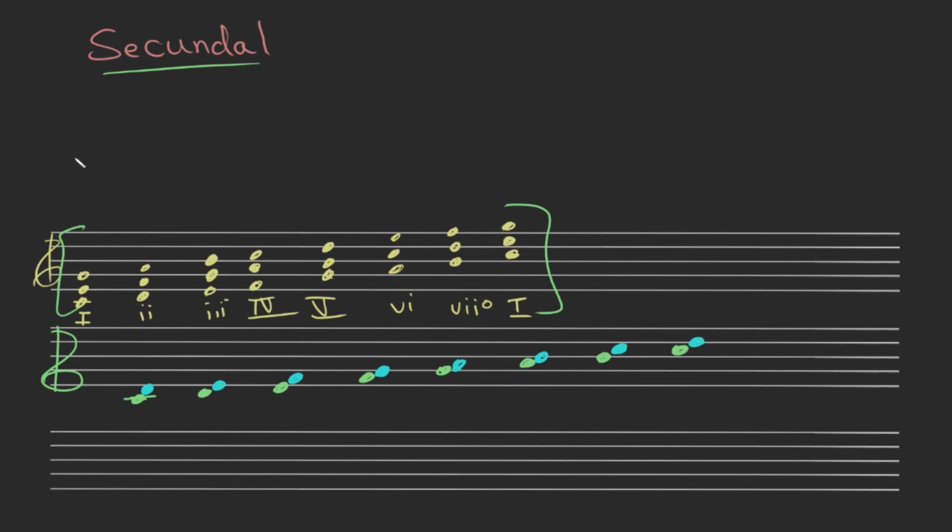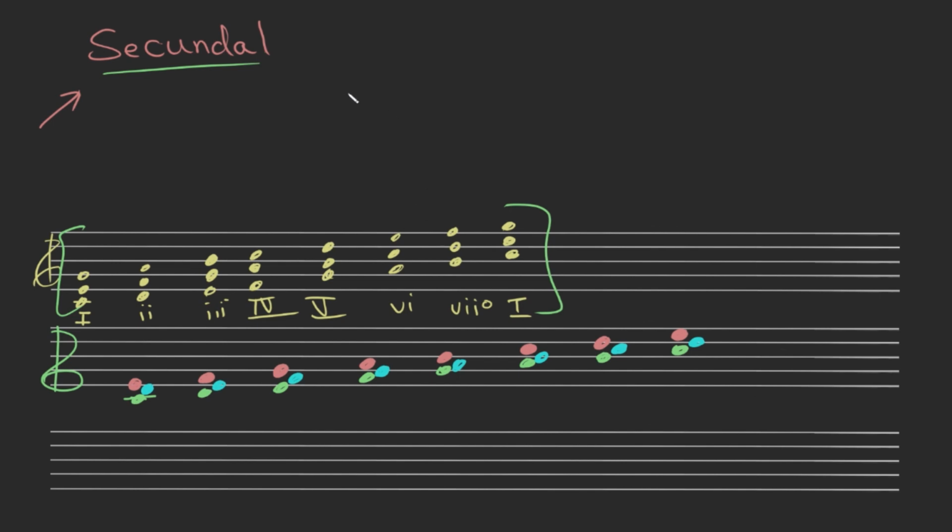Now we're doing the same thing, but instead of stacking in thirds, we're stacking in seconds because we're making secundal chords. This is going to be that E, this is going to be F, there we go, G. All I have to write is a C major scale, then an E Phrygian scale, C, D, and E.